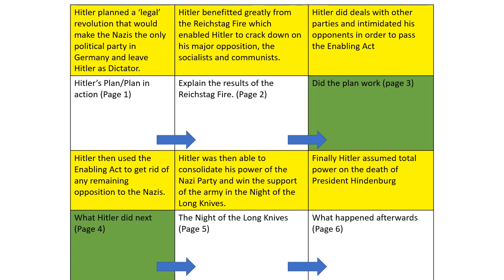Next time we're going to look at something called the Night of the Long Knives and how Hitler, after destroying all his external opponents, starts to purge the Nazi party itself of people who might challenge his power.